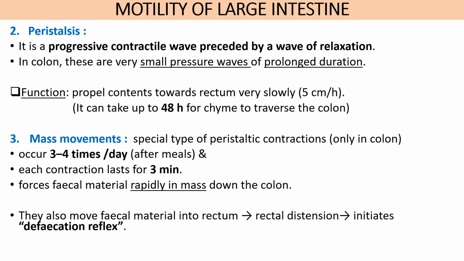The third type of movement seen in the large intestine is called mass movements. Mass movements are a special type of peristaltic contraction that is exclusively seen in the colon. These movements occur three to four times a day, usually after meals, and force the fecal matter rapidly down the colon. Mass movements also force the fecal matter into the rectum and initiate the defecation reflex, a reflex that causes final elimination of feces from the anus.